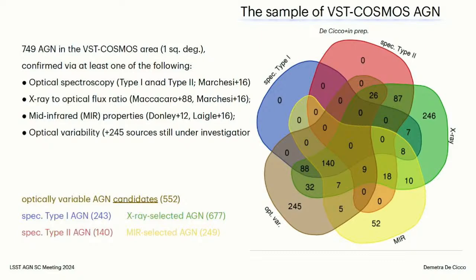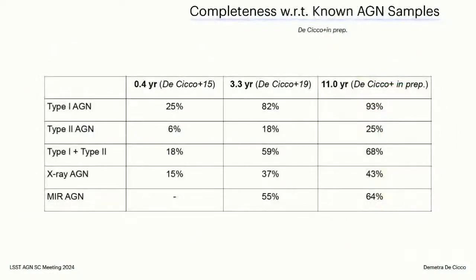You see, there is some overlap showing what I was saying in the beginning, that no selection technique is complete, and some sources are selected only by one of these diagnostics. Anyway, here are some numbers. For type 1 AGN, things were not very good in the beginning when we only had 5 months as a baseline. Now we find 90% of them.